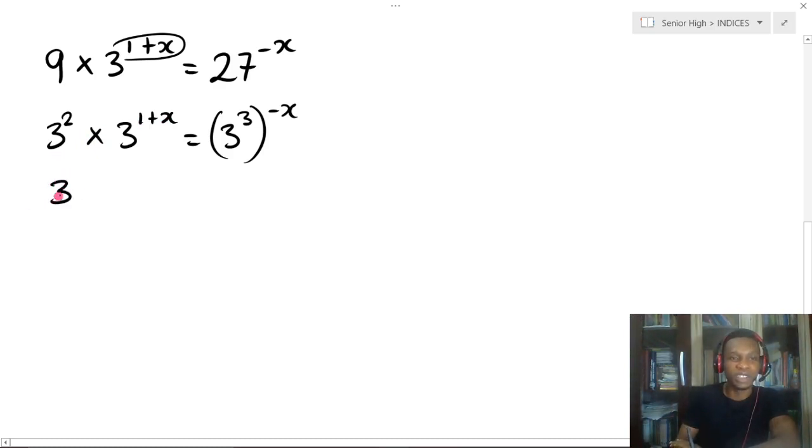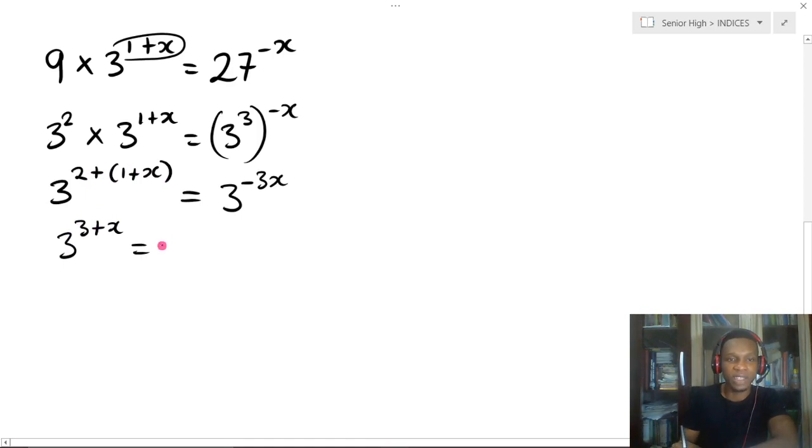Addition law tells us to take one of the bases and it becomes 2 plus 1 plus x. Notice I put it in brackets because the plus is opening these brackets. Then 3 multiplying minus x: by the product law, the power outside the bracket multiplies the power inside. So 3 times minus x will be minus 3x. Then let's add this up. We have 3 raised to the power of 2 plus 1 plus x, so 2 plus 1 is 3, plus x. Since they are unlike terms, they can't add.